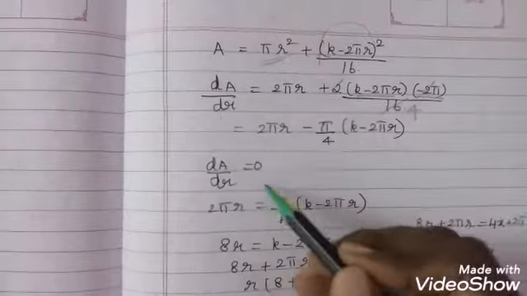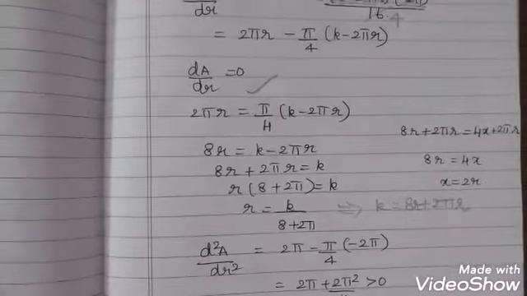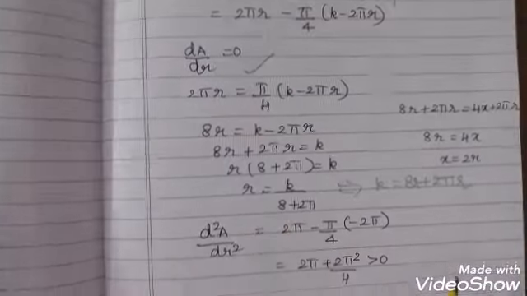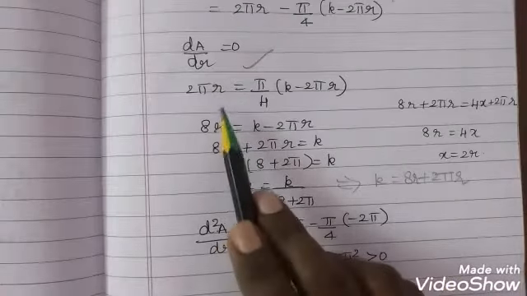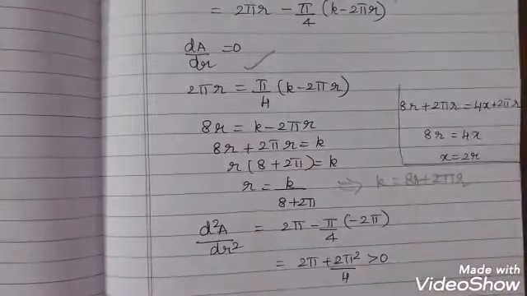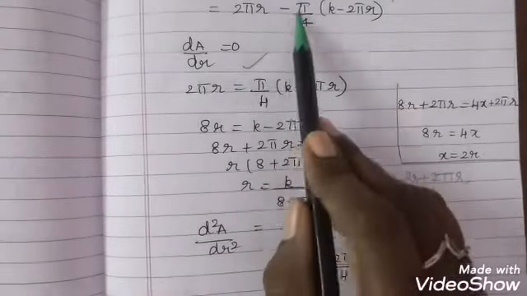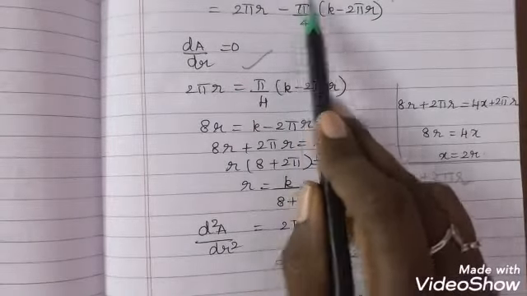So what is your dA by dr equal to here? dA by dr is nothing but equal to 0. Got it? Why I equated to 0? To find out the critical point here. So when you find the critical point, what will you get? 2 pi r is equal to, what will I have here? It is pi by 4 into k minus 2 pi r. Because when I equate this to 0, this goes to the other side.